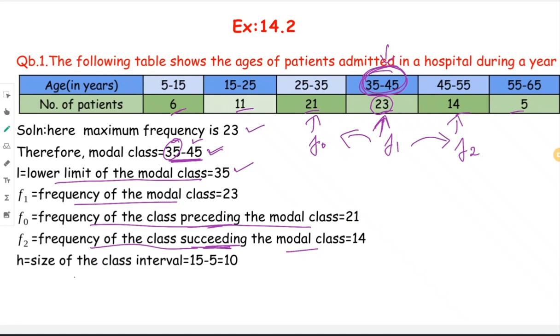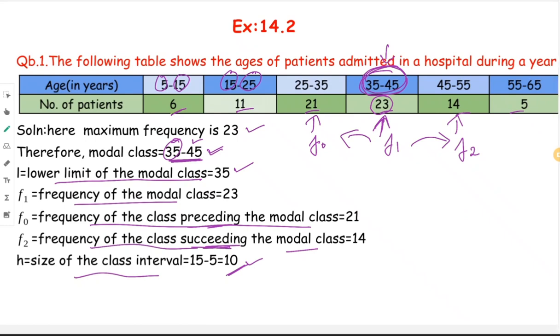Now the last, h, the size of the class interval. I just did it for one, but remember that class size is constant. So upper minus lower, 15 minus 5 gives me 10. Same thing, you can even do 25 minus 15, you will still get 10. So remember that class size is constant.